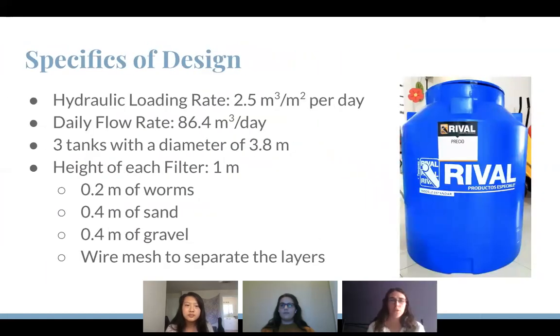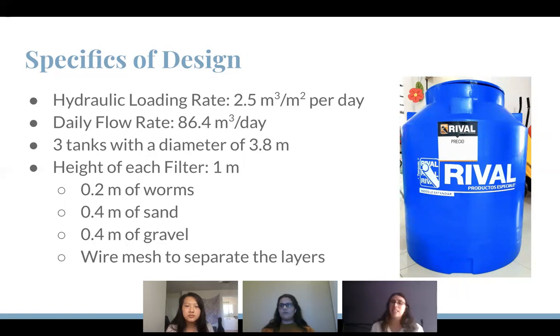On the next slide, we talk about more of our design constraints and what we actually picked. So we chose to build these filters in large water holding tanks like the one shown on the screen. This allowed them to be easily moved, easily sawed off the top of so they could be exposed to the air. We chose a hydraulic loading rate of 2.5 meters cubed per meter squared per day. This was chosen based on other literature and other research into vermifilters, which showed that this rate reduced the BOD of the water the most.